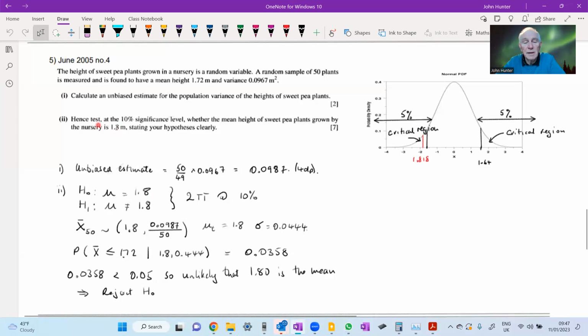I mean, the point is, of course, why 1.8? There may be no other data on this at all. The only data we've got is 1.72. So if that were the case, we might say our best estimate now is 1.72. That's our best estimate of the mean of the population of sweet pea plants. There are some other stats here that we're not really covering. We're just doing the hypothesis test and deciding whether or not we go with the assumption stated in the question.